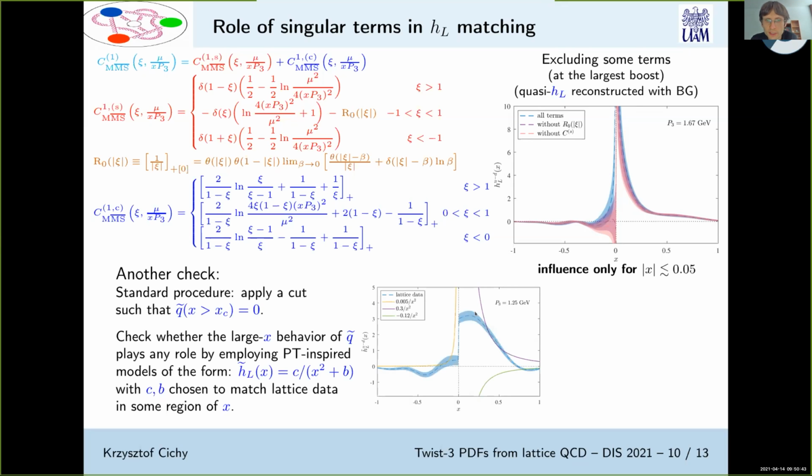So in blue, you see here our data for the quasi-distribution, the renormalized quasi-distribution, and two models of this form differing in the sign and the magnitude of C. And then doing the matching, assuming this large x behavior of the quasi-distributions, we checked what happens with the final distribution. And you see that here it's totally irrelevant what is happening at large x. So this procedure with a cut is totally justifiable.